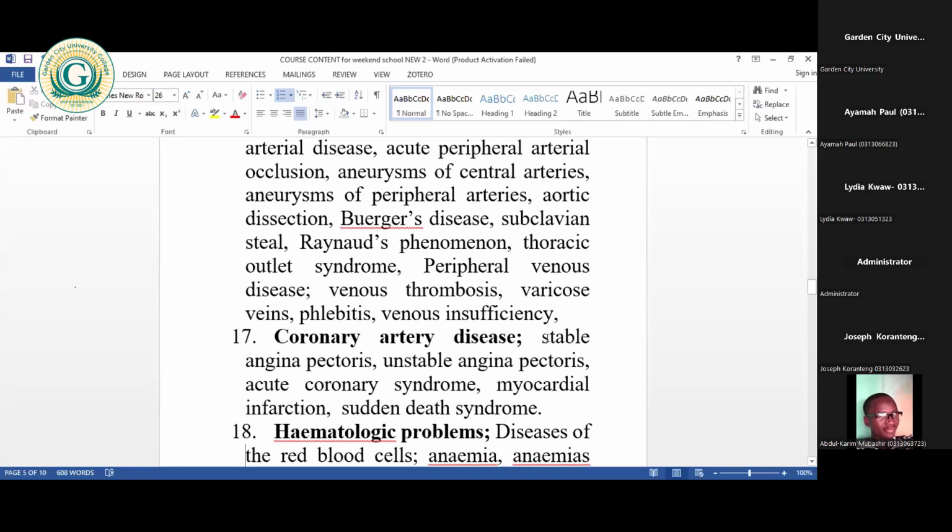So under the coronary artery disease, we have the stable angina pectoris. Then we have the unstable angina pectoris, acute coronary syndrome. Then we have the myocardial infarctions, sudden death syndrome. Here, we still need to include myocardial infarctions. So the myocardial infarctions is here. I really mentioned it. Yes.